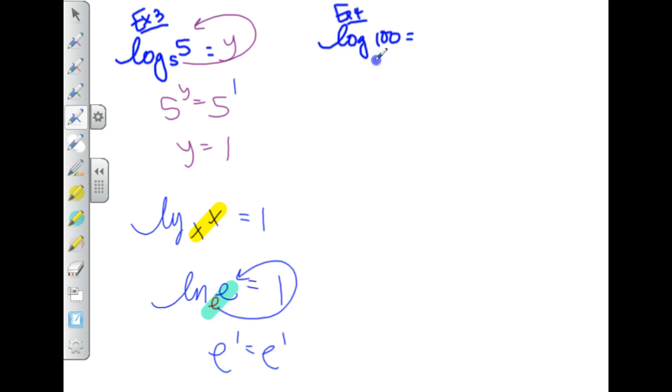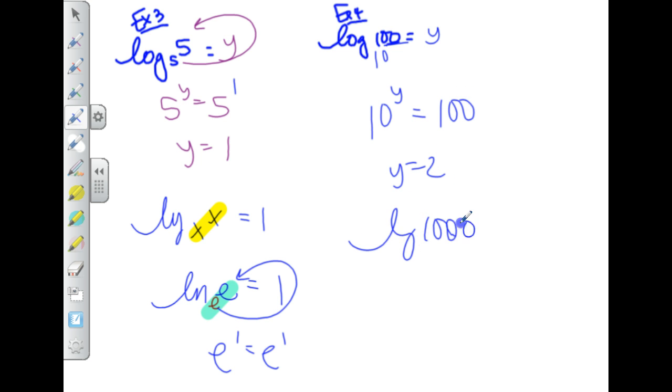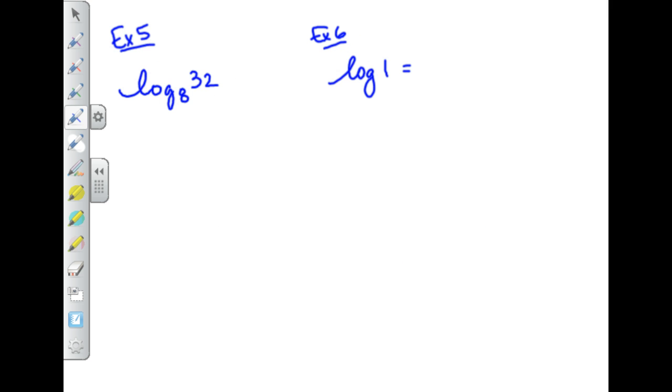Over here, same thing, but now we have a 10. So I would say 10 to the y equals 100. We already kind of talked about this. Of course, y has to equal 2 because I have 2 zeros. And then if you ask about the log of 1,000, repeating myself, you would say 3.